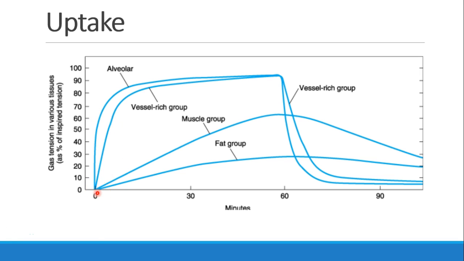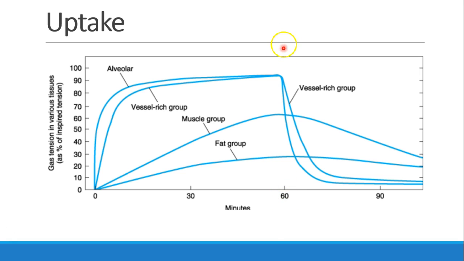So we start by inhaling some agent into the alveoli, and very quickly the alveoli become saturated with agent. A little bit more slowly, the agent moves from the alveoli to the vessel-rich group, to the plasma. The muscle group takes longer, and the fat group takes the longest. This graph looks similar to the graph we had for lipid-soluble injected drugs.